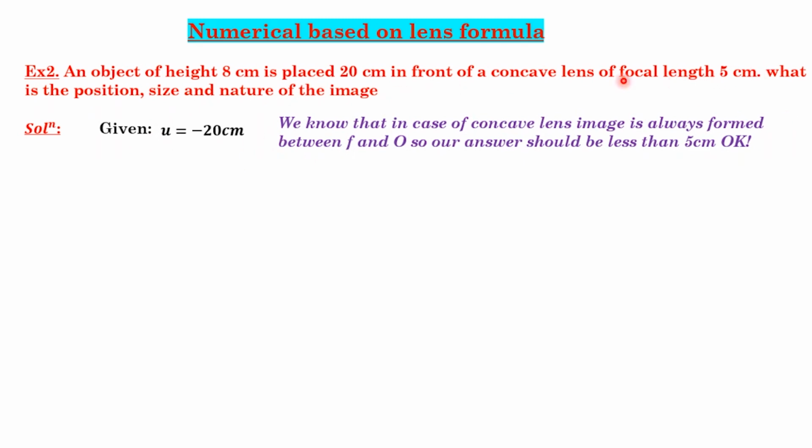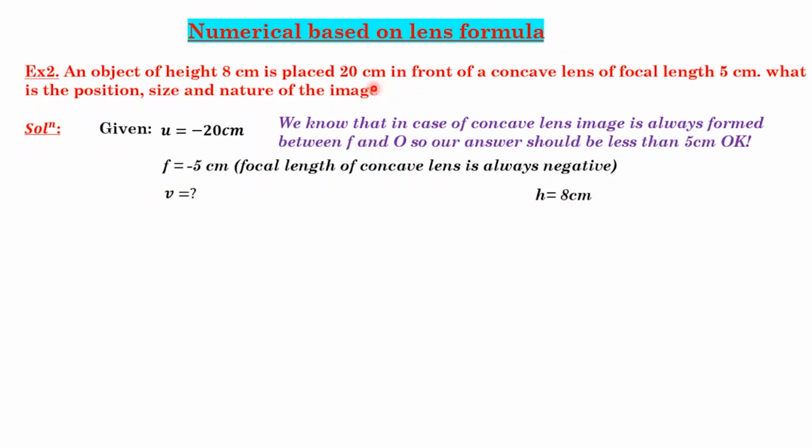And since this is a concave lens, wherever we place an object, its image will always be formed between f and o. So if focal length is 5 centimeter, the image should be formed at a distance less than 5 centimeter. Okay. Now focal length is 5 centimeter and we know that the focal length of concave lens is always negative. H is 8 centimeter and h prime we have to calculate. Okay. So this is given and this we have to calculate.